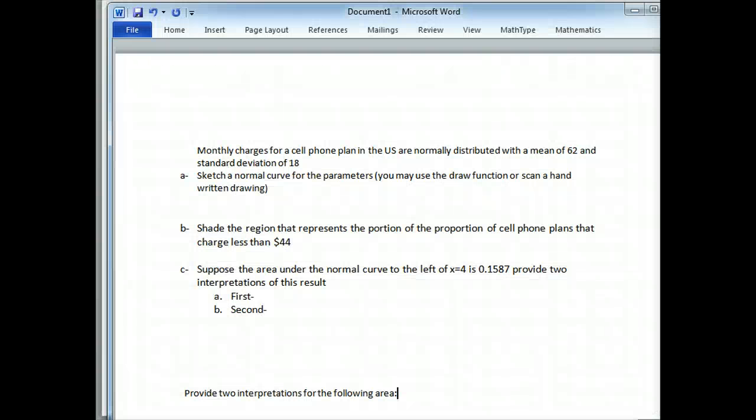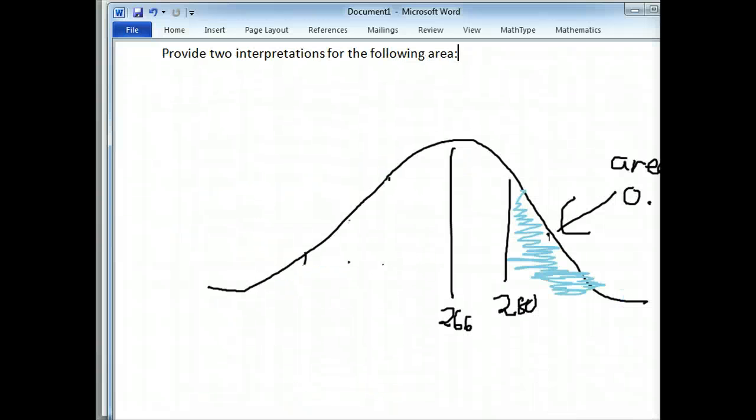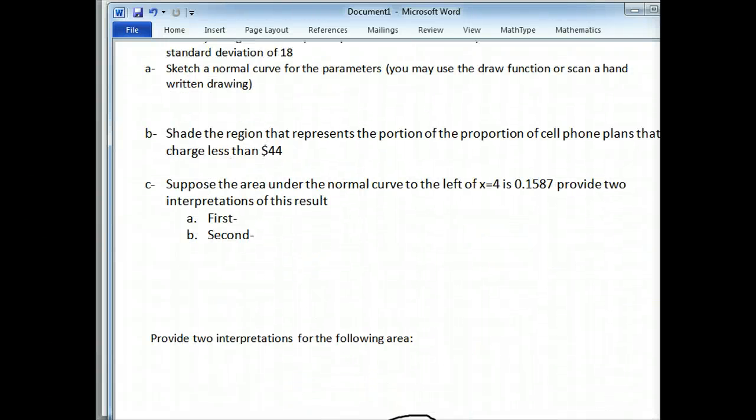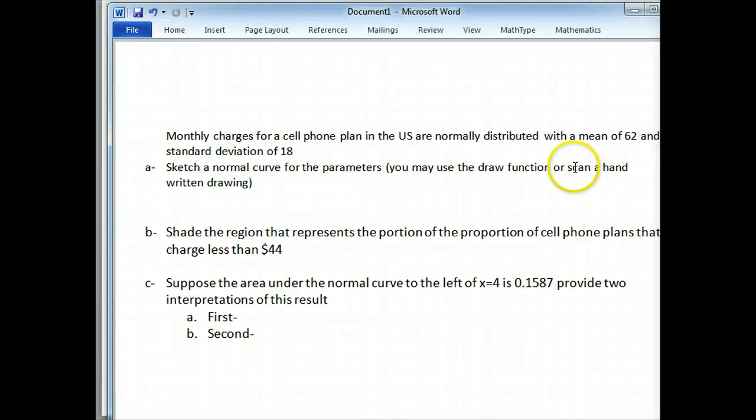Now, what happens if you have to draw out your own value? What do we have here? We have monthly cell phone charges that are normally distributed with a mean of 62, and a standard deviation of 18. Sketch a normal curve for the parameters.